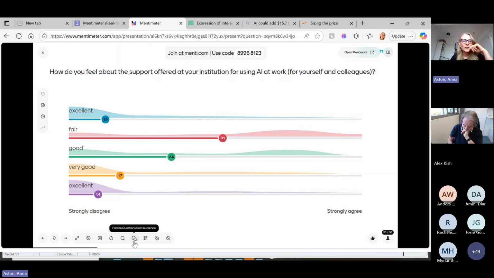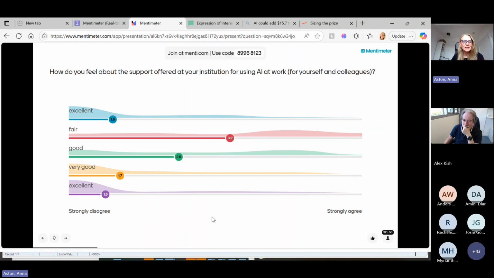And I know from the previous discussion, we started the group a year ago, that at this point a lot of institutions didn't have really any guidance. People were in a kind of waiting mode, waiting for someone to provide the guidance, the access to tools, the training. So let's see if the situation has changed. It's mostly fair, but there is a little bit of good as well. So thank you very much for sharing your response.